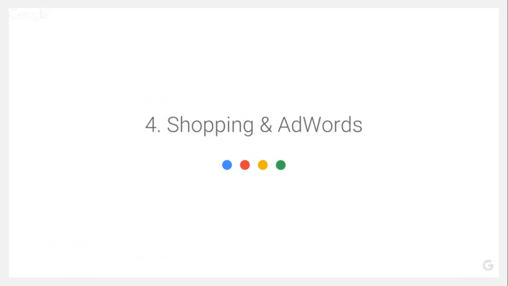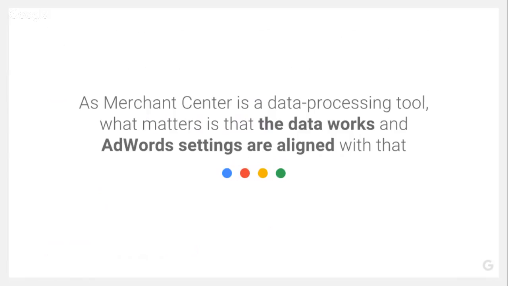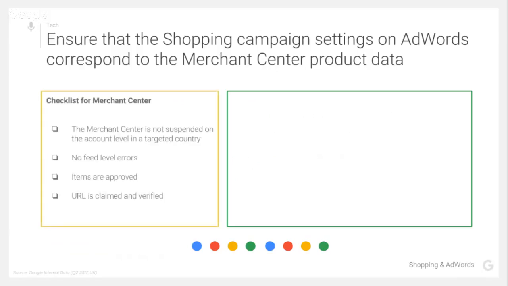All right. So then, as the last quick stop, a few things about Shopping and AdWords as a combination. As said, Merchant Center is a data processing tool, and what matters is that the data on Merchant Center's end works, and then the AdWords settings are aligned with that. For example, if for some reason we don't see Shopping campaigns running, the first thing we check is, in the source, the Merchant Center, are there any suspensions? Are there any disapprovals? Is there anything preventing those items from even going all the way to AdWords? So we would go to the source first: no feed level errors, all the items approved, the URLs claimed and verified. Those would be the most important things to check. And then, of course, the target country in comparison to the target country in the AdWords campaign, for instance.